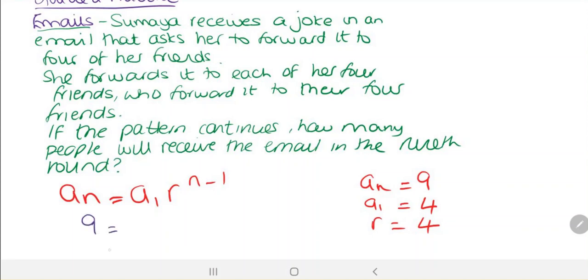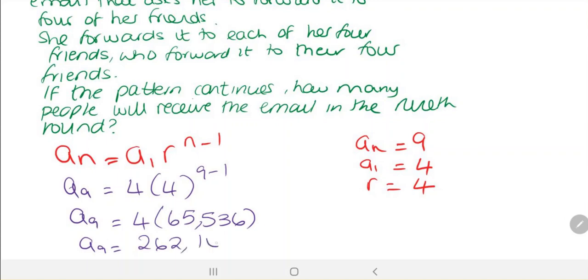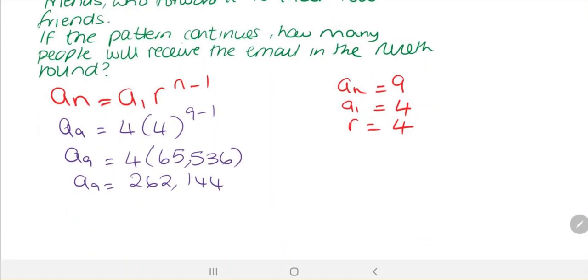So let's write a_9. a_1 is 4. The ratio is 4, to the power of 9 minus 1. So a_9 is going to be 4 to the power of 8, which is 65,536. And if we multiply this by 4, we get 262,144.